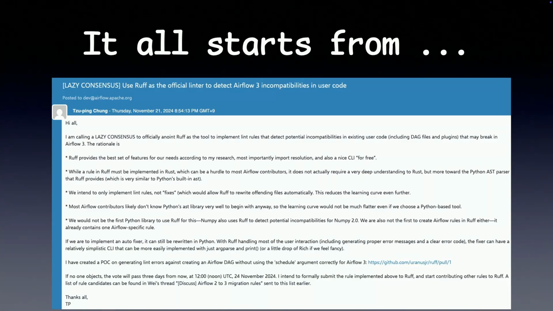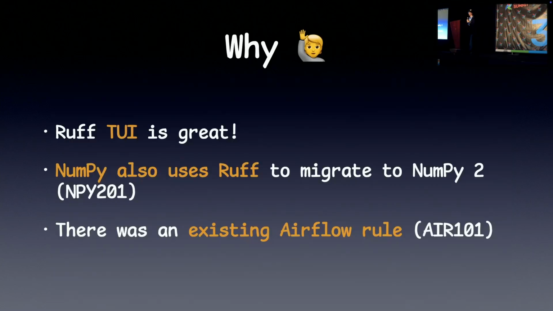It all started from an AIP. I know the font is really small. It basically asks whether we should use Ruff as the official linter to detect all the Airflow 3 incompatibilities in user code. The reason why we decided to use it as a community is mainly because the terminal user interface of Ruff is so good. To implement the logic to check, we can use Python AST, that's easy. To implement the fixing part, we can use another Python library, CST, that's also easy.